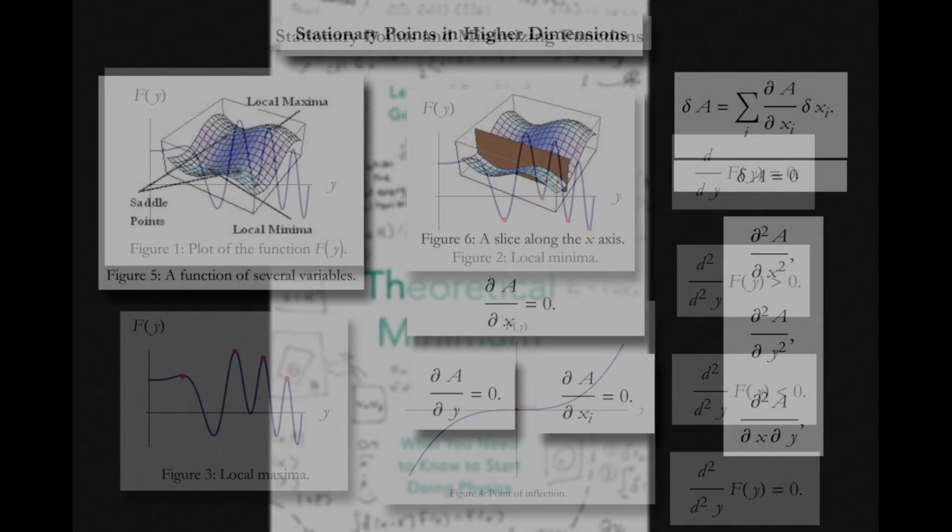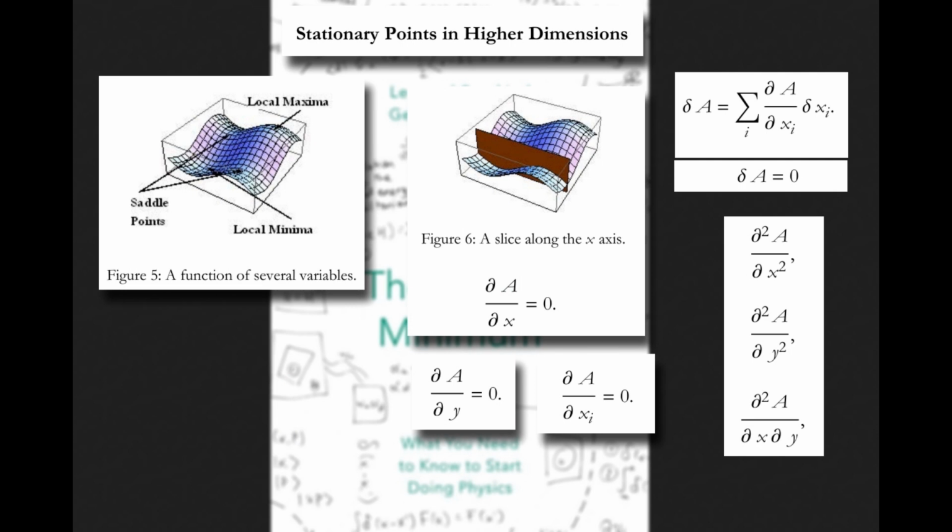Stationary points in higher dimensions. Local maxima, local minima, and other stationary points can happen for functions of more than one variable. Imagine a hilly terrain. The altitude is a function that depends on the two coordinates, let's say latitude and longitude. Call it a(x, y).